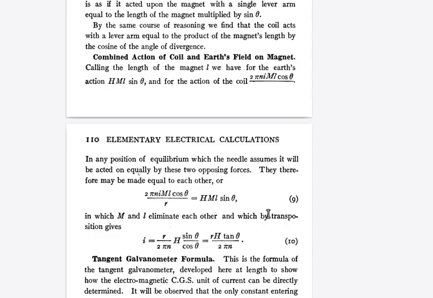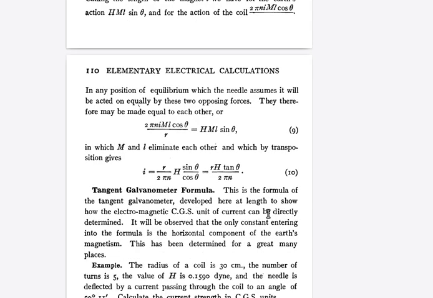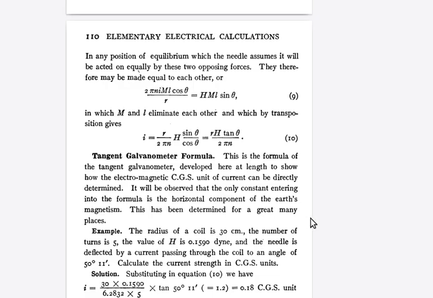In any position of equilibrium which the needle assumes, it will be acted on equally by these two opposing forces. They therefore may be made equal to each other. So 2 pi n I M L cosine theta over r equals H M L sine theta. This is equation 9. In this expression, M and L cancel out, and by transposition the formula becomes I equals r divided by 2 pi n times H times sine theta over cosine theta, or more simply, I equals r H tangent theta over 2 pi n. That is equation 10.